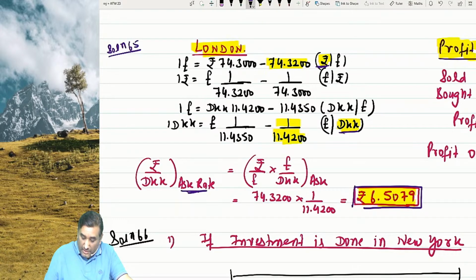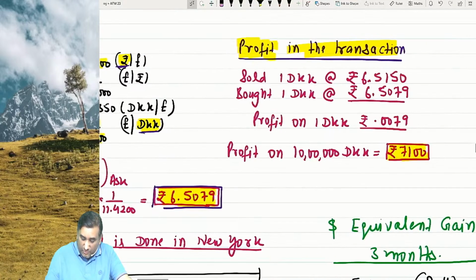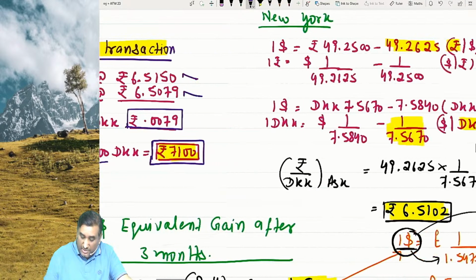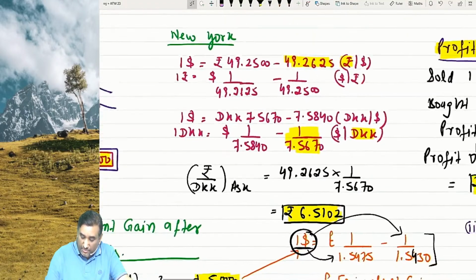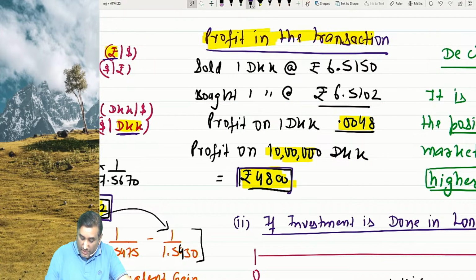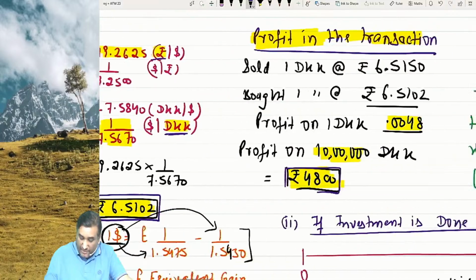Ask rate, and similarly the profit made in the first part was you sold at 6.5150, bought at 6.5079. So on 1 DKK, that's one chocolate, you made 0.0079. On 10 lakh chocolates, you'll make 70,100. Similarly, in New York, again first and last will be multiplied, because dollar, rupee by dollar and dollar by DKK. The answer came 6.5102. In this case, profit made was 4800. In the first one, profit made was 7100.